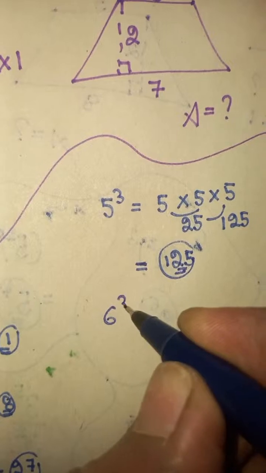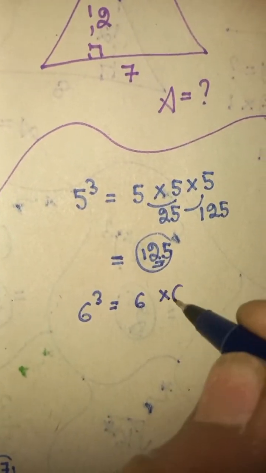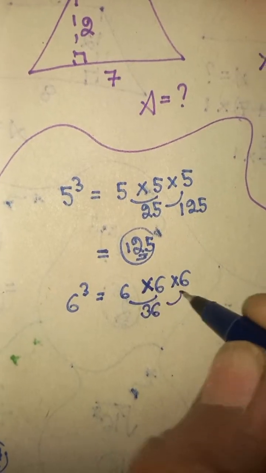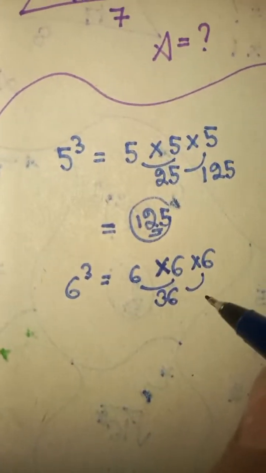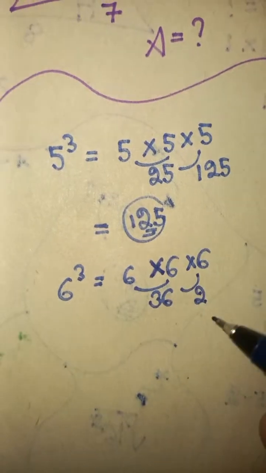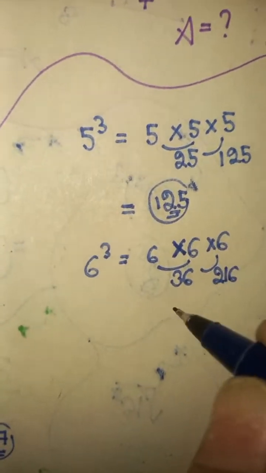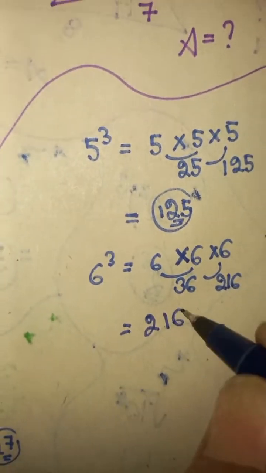And 6 cube is equal to 6 times 6 times 6. 6 times 6 is equal to 36. 36 times 6 is 216. So this is completely equal to 216.